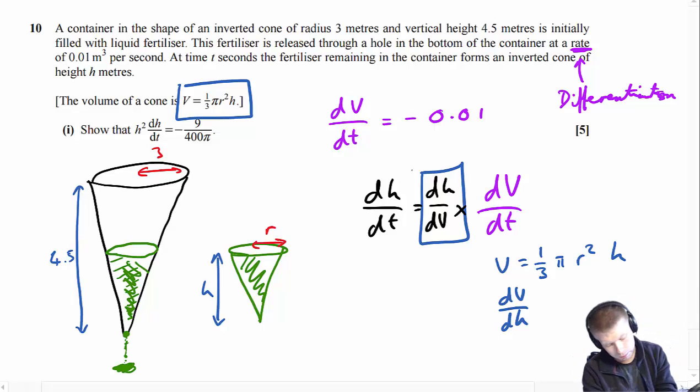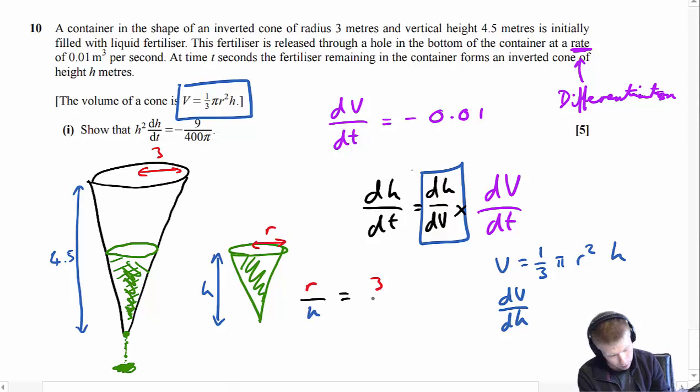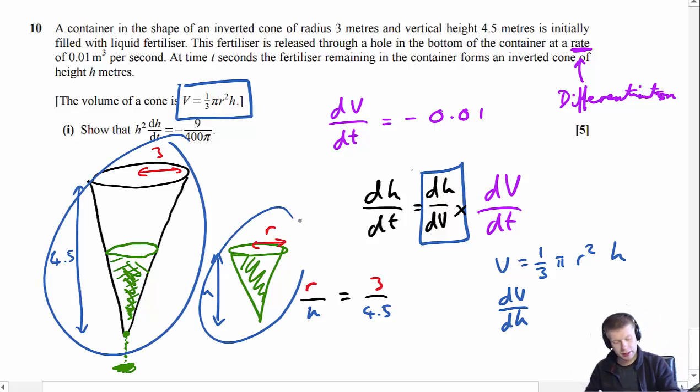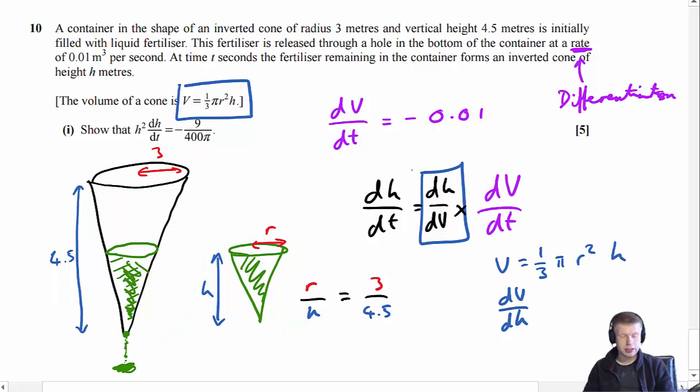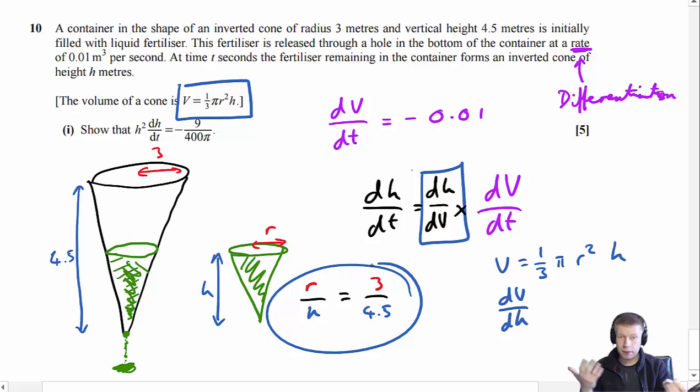So I can write, for example, the radius of the new shape over the height of the new shape should be equal to the ratio of the radius of the old shape, 3, over the height of the old shape, 4.5. So basically the ratios are still the same. If this was 2 times this thing, then this thing will come out as 2 and this thing will come out as 2, because the ratios are still the same. If you're not sure about that, think about scale factors. I just multiply a scale factor by the old shape to get the new shape, and then I can rearrange that and you'll end up in exactly the same place.